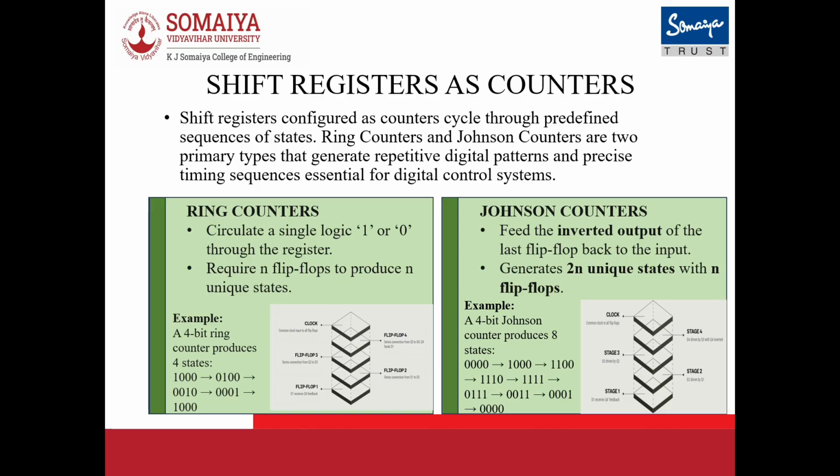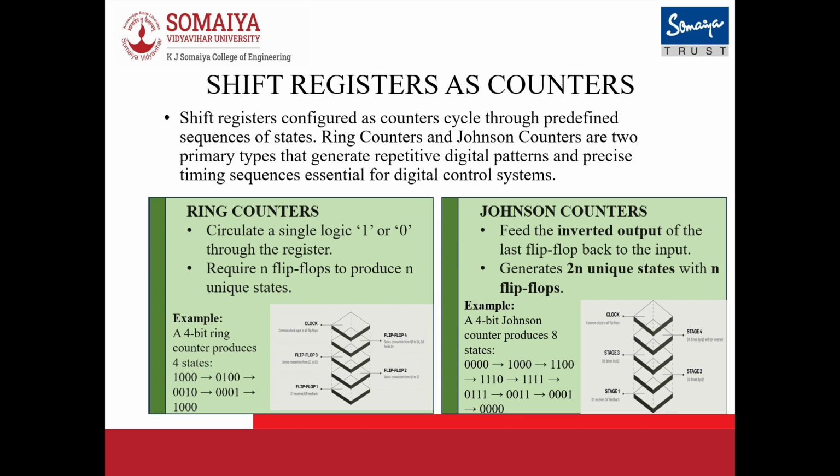Now, the Johnson counter, also known as the twisted ring counter, is slightly different. Instead of feeding the output directly back, we feed the inverted output of the last flip-flop into the first. This doubles the number of states. For example, a 4-bit Johnson counter generates 8 states instead of 4.